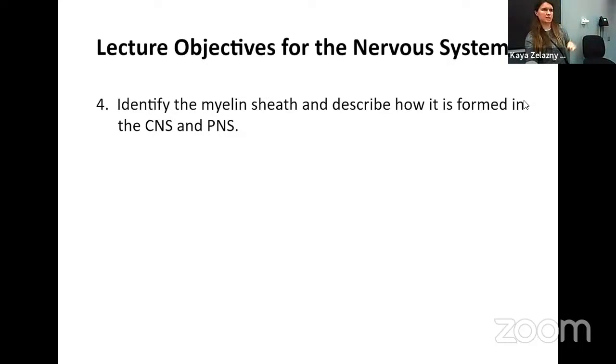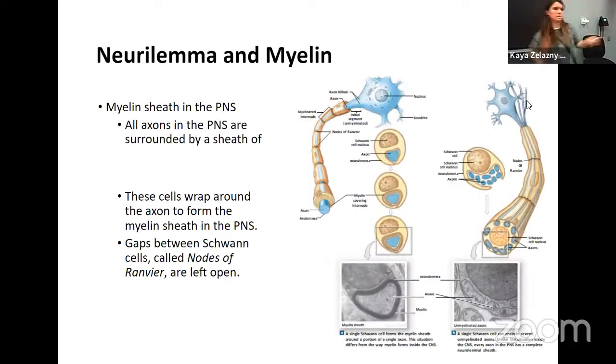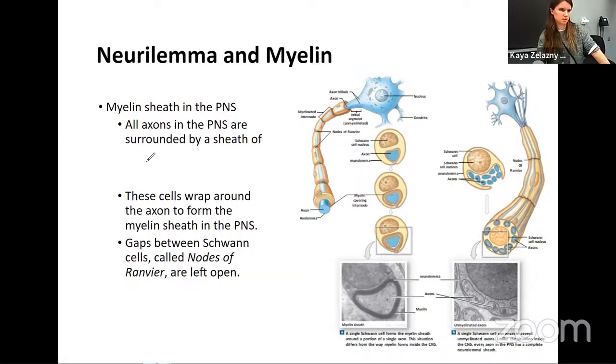So next we're talking about myelin. So the myelin sheath in the peripheral nervous system is going to be made up of our Schwann cells. So that's probably what's here. Schwann cells.